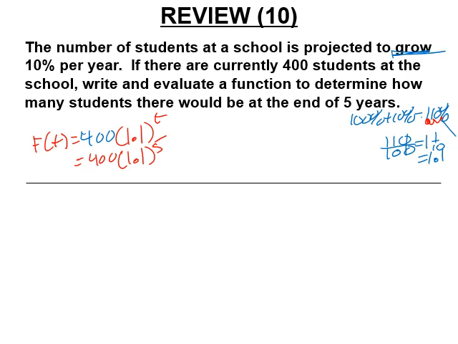So 1.1 to the 5th power is 1.61051. We have to multiply that times 400, and it equals 644 students. Yeah, it's approximate. There's some extra there. It's a word problem. So we grew 10% over 5 years, and now we're at 644 students.